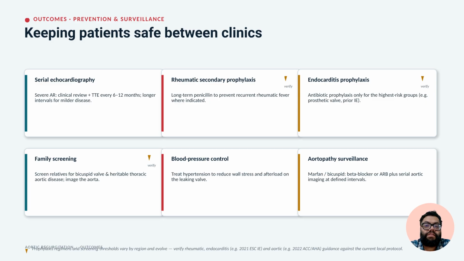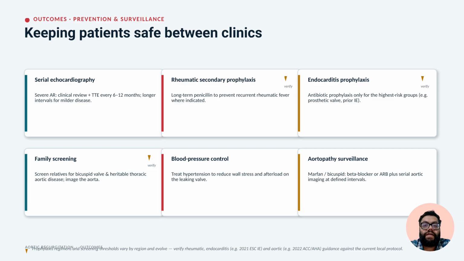Where rheumatic disease is the cause, long term penicillin prevents recurrent rheumatic fever. Endocarditis prophylaxis has narrowed dramatically over the years and is now reserved for the highest risk patients, such as those with prosthetic valves or previous endocarditis. So, check the current guideline rather than reciting an old list.